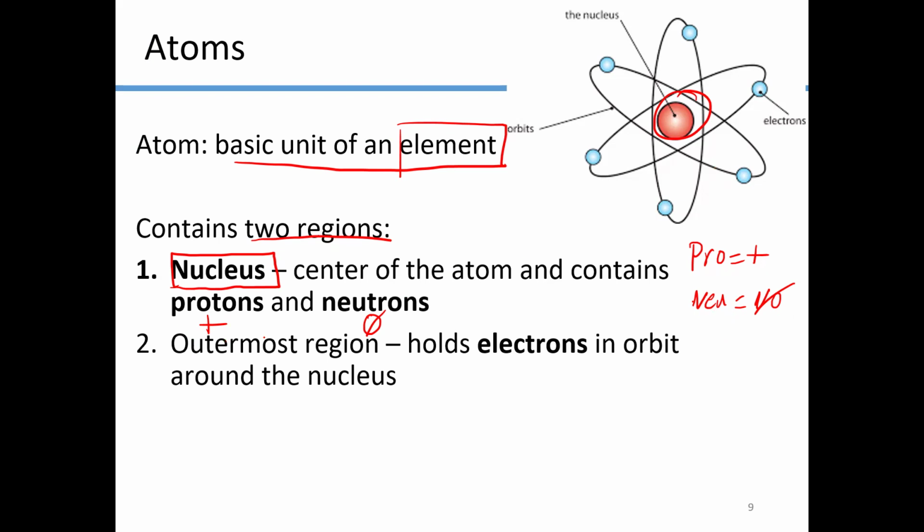And then on the outermost portions of an atom, we have electrons. Electrons orbit, meaning that they're just like the planets, spinning around the nucleus. And our electrons have a negative charge. So pro, positive; neutrons, no; and electrons are negative.